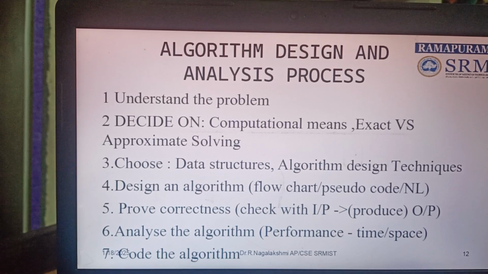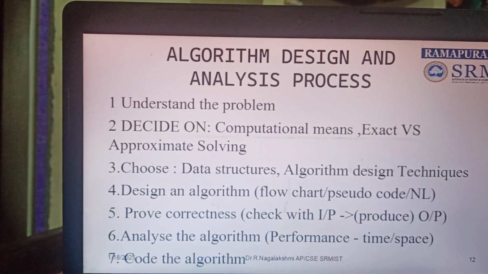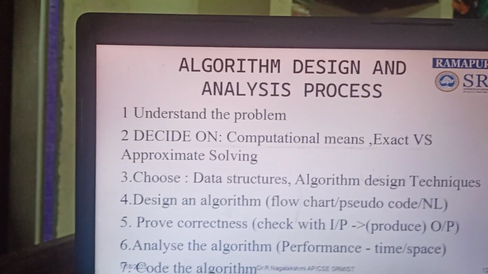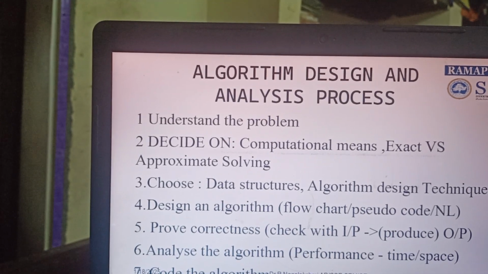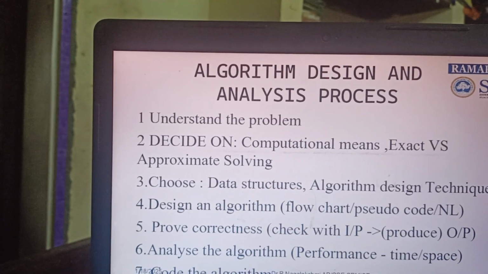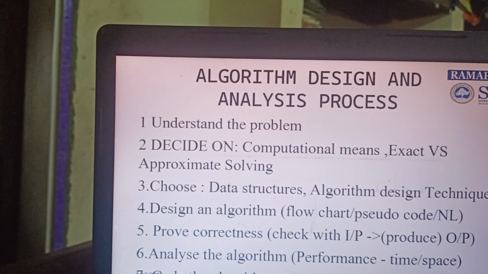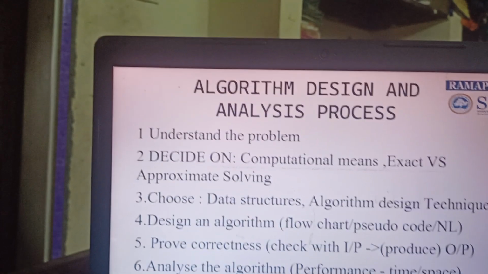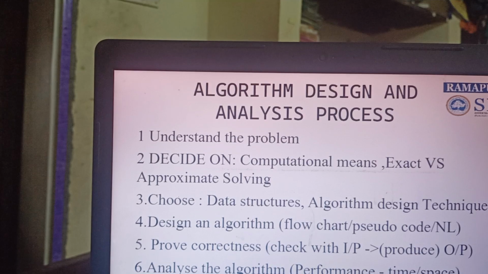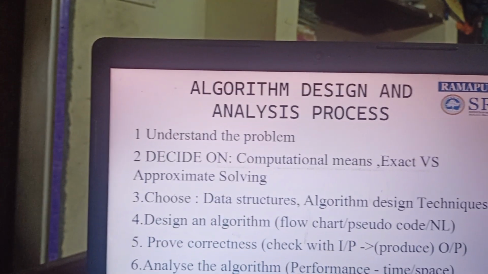Exact problem solving means it gives a definite, exact output. For example, 5 factorial gives the exact value 120. That is called the exact problem solving type. Then there is the approximate solving type, where the problem may be, for example, human population count.